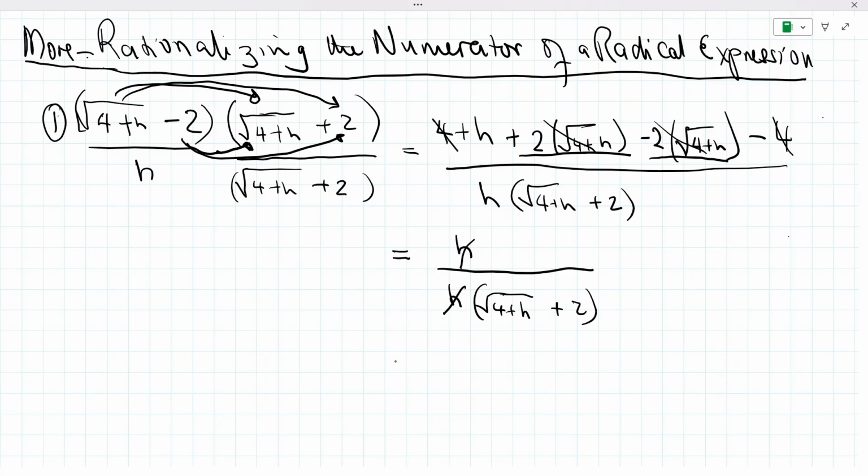And finally, we'll get our answer as 1 over root 4 plus h plus 2.